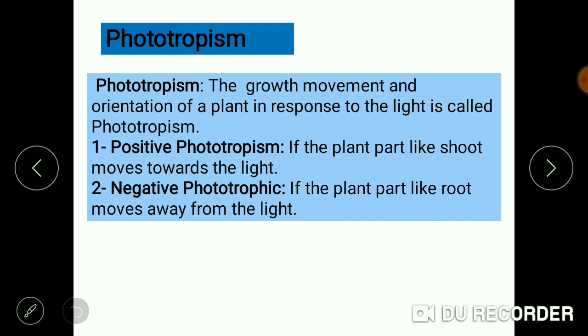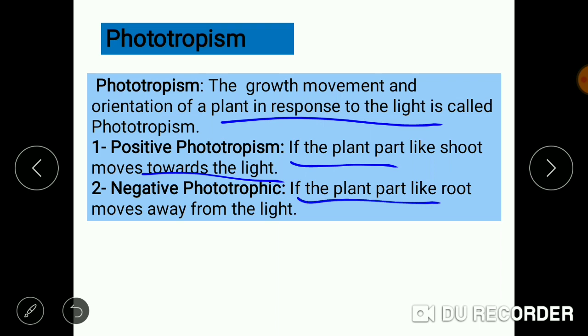Phototropism is the growth movement and orientation of the plant in response to light. The movement of the plant in response to light is known as phototropism. It can either be positive phototropism or negative phototropism. Positive phototropism is a movement of a plant part towards the light, while negative phototropism is the movement of a plant part away from the light. Now, what are the examples? What are the plant parts which show movement towards the light?